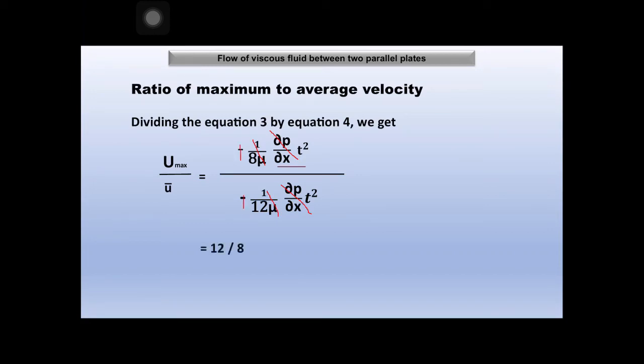Upon solving this, we will get the ratio of maximum to average velocity equal to 12 by 8, and finally we will divide by 4, so 8 becomes 2 and 12 becomes 3. So we can say that the ratio of maximum to the average velocity when the viscous fluid is flowing between two parallel plates is 3 by 2. Understand? I hope it is clear for you.